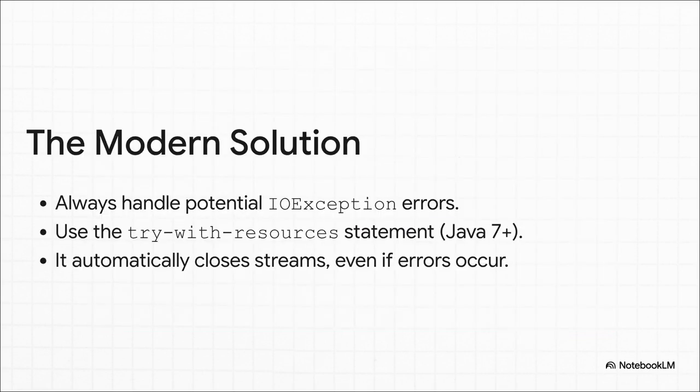So, what's the fix? The modern, foolproof solution is the try-with-resources statement. It's amazing. All you do is declare your file stream inside the parentheses right after the try keyword, and that's it. Java guarantees that it will automatically close that stream for you when the block is finished, even if something goes wrong and an error is thrown. It's a simple change that makes your code so much safer and more reliable.